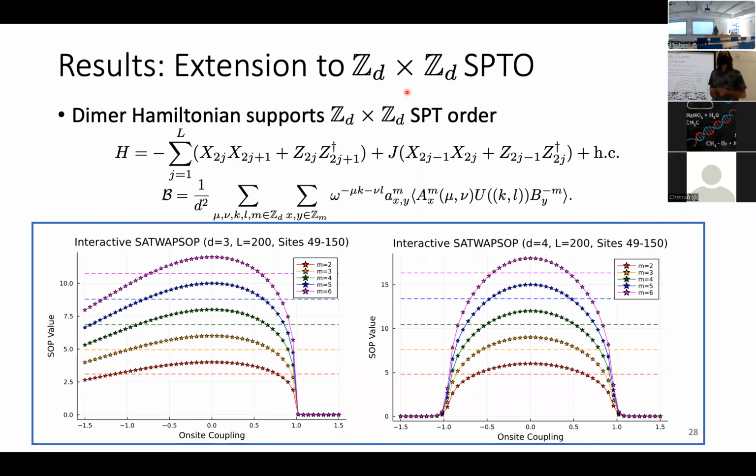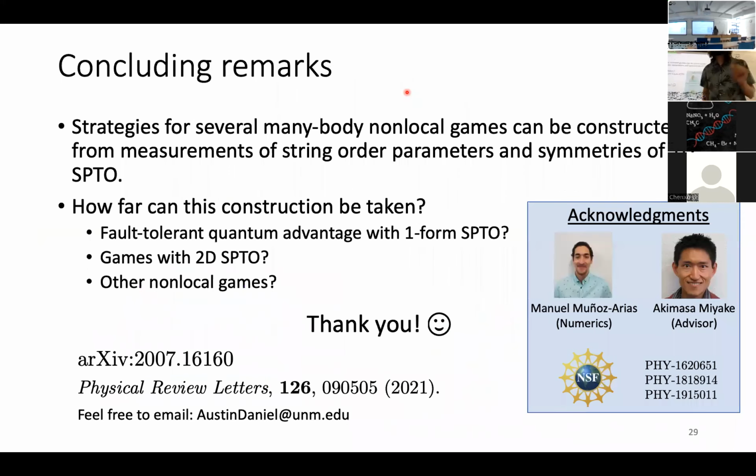Yeah, cool. So with this, I'll wrap up and just say, I hope that maybe I've given you some inclination to believe that generally for these many-body non-local games, strategies can be constructed that utilize measurements of string order parameters of 1D SPTO. And the question is, how far can this be taken?